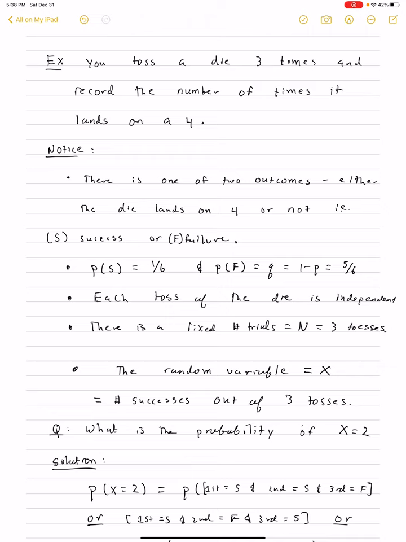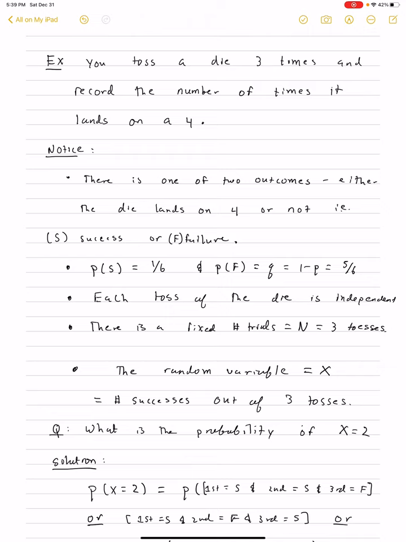In this instance, the probability of success on each trial or toss of the die is 1/6, because it's a 6-sided die, and there's only one way in which it can land on a 4, so 1/6. The probability of failure is 5/6. There's 5 outcomes which correspond to not a 4 out of 6. Now each toss of the die is independent, that is, one toss does not affect the next. And there's a fixed number of trials, which in this case is n equal to 3 tosses of the die.